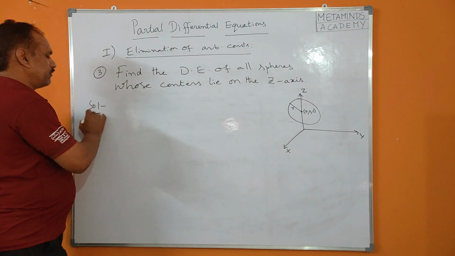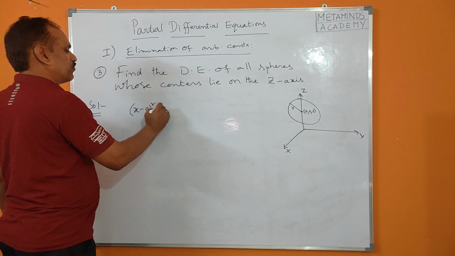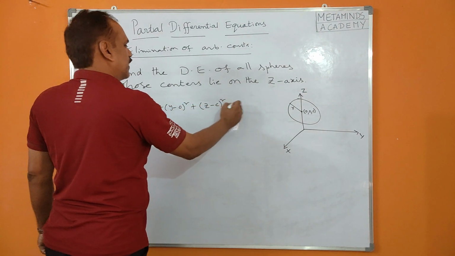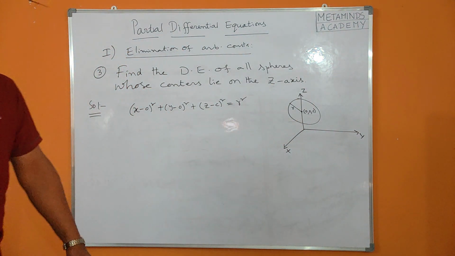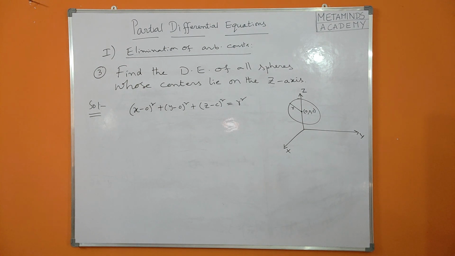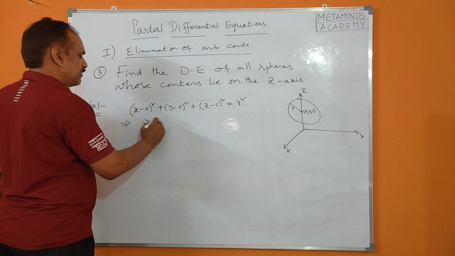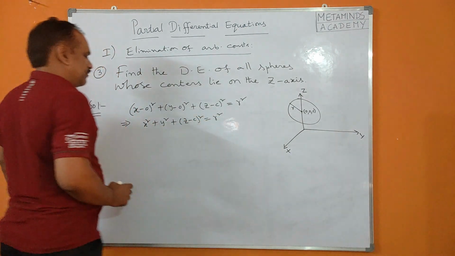So how will the equation be? The equation is (x minus 0) whole square plus (y minus 0) whole square plus (z minus c) whole square equal to r square. So this is nothing but x square plus y square plus (z minus c) whole square equal to r square.